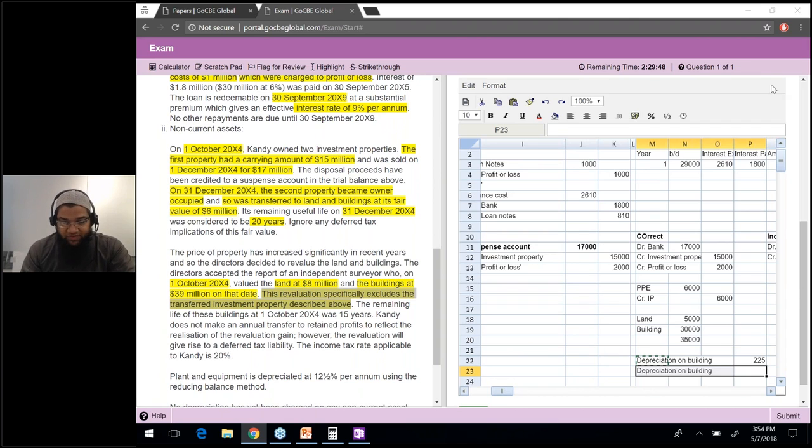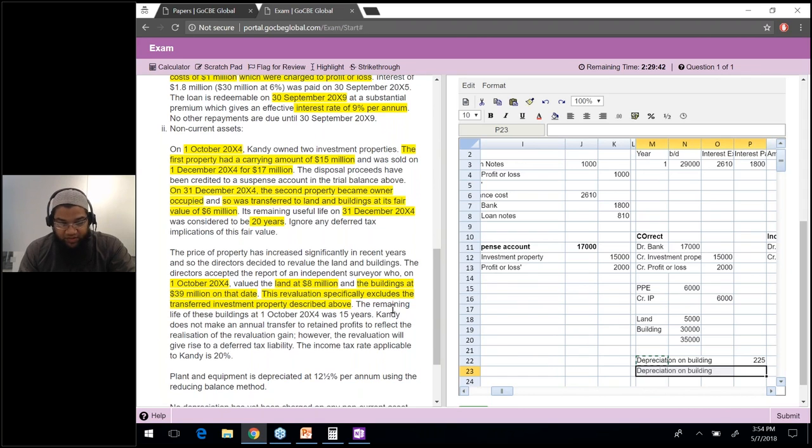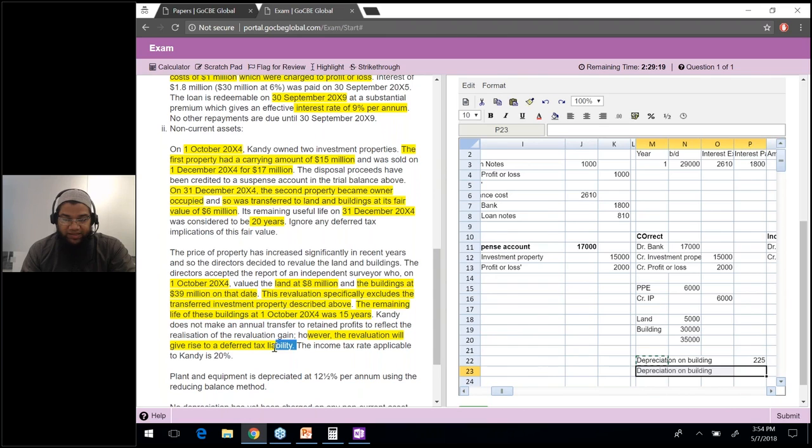So the revaluation specifically excludes the transferred investment property that has been mentioned above. The remaining life of the building at 1st October 2024 was 15 years. So the life of the building is 15 years. Candy does not make an annual transfer to retained earnings to reflect the realization of the revaluation gain. However, revaluation will give rise to deferred tax liability as well. The income tax rate applicable is 20%.